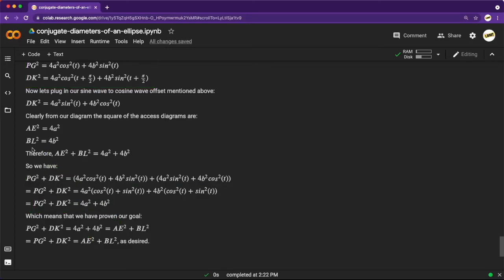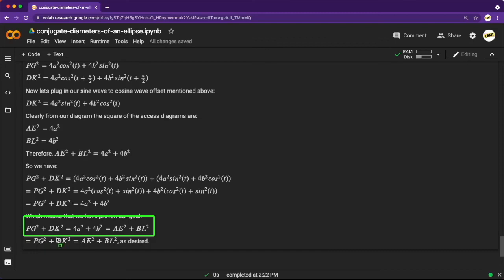And since we know that AE squared equals 4A squared and BL squared equals 4B squared, then we've got this expression here, which is PG squared plus DK squared equals 4A squared plus 4B squared, which is equal to AE squared plus BL squared. And what that means is that PG squared plus DK squared equals AE squared plus BL squared, which is exactly what we were trying to prove.